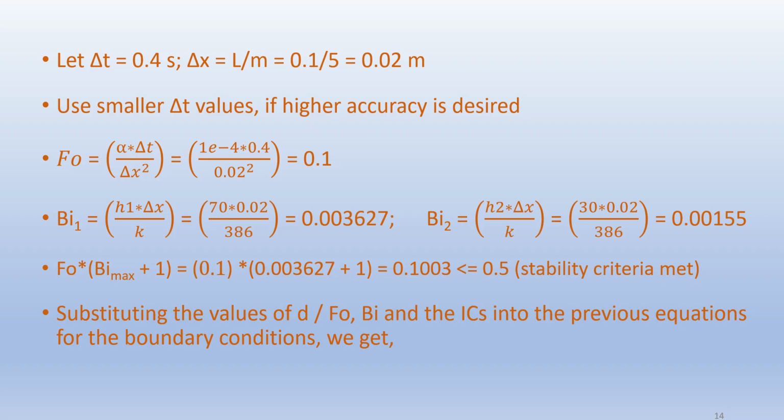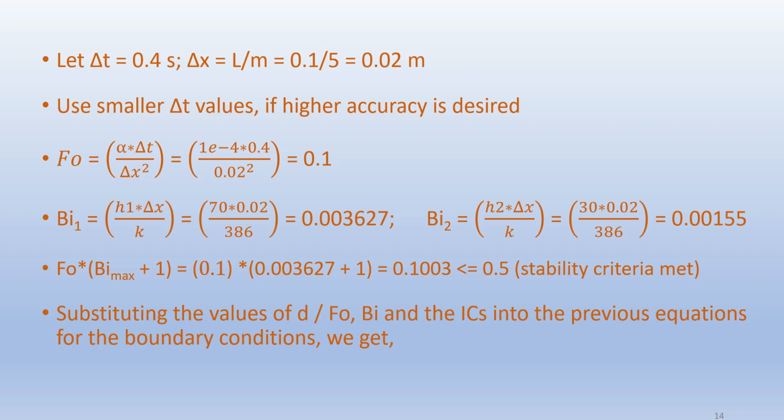So we also have to verify if we meet the stability criteria. As we mentioned before, F0 times (Bi max plus 1), where Bi max is the maximum of Bi1 or Bi2. This value is obtained as 0.1003, which is lesser than 0.5. So we meet the stability criteria here.